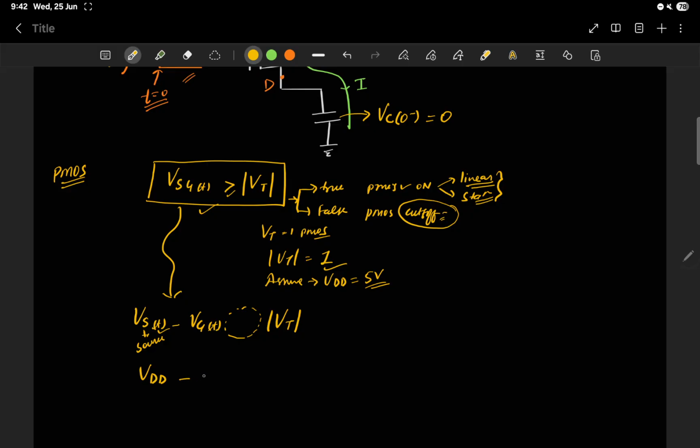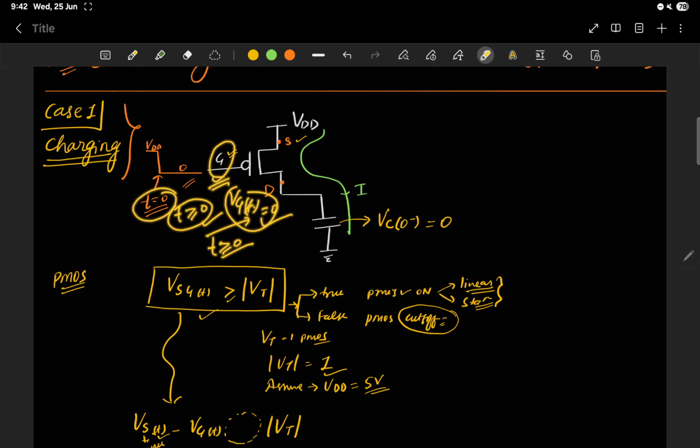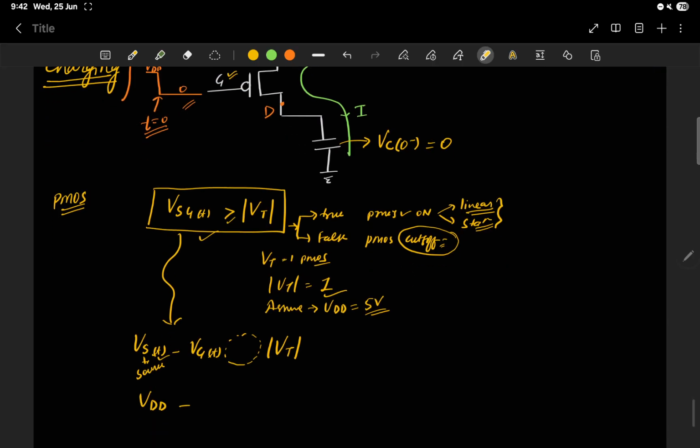Now, what is the value of the gate voltage Vg of t? You can see its value is 0. After t equals 0, or t greater than or equal to 0, what is my value at the gate? It's 0. So Vg of t will be 0 forever, no matter what the time is. If time is greater than or equal to 0, then Vg of t is 0. I hope you got my point.